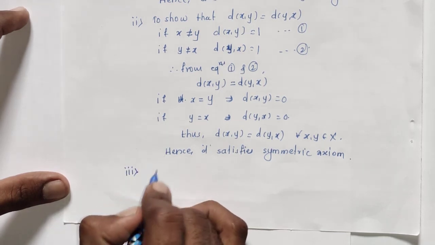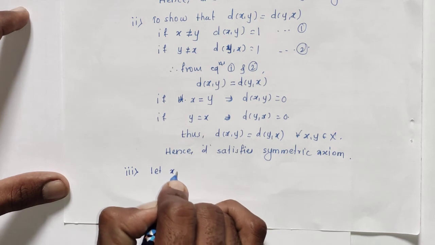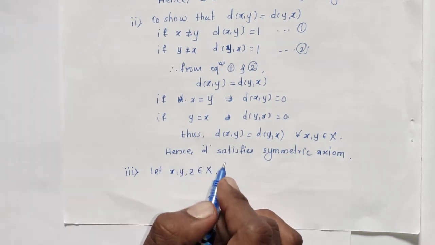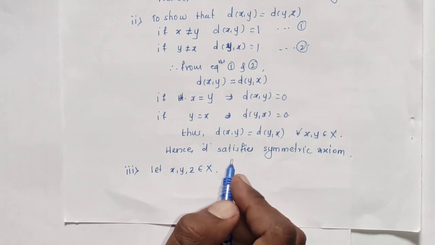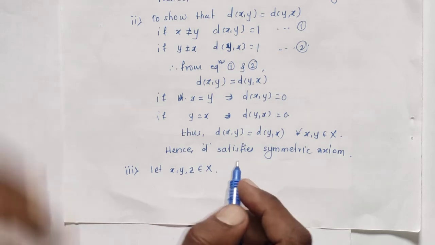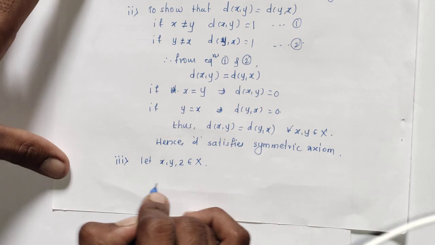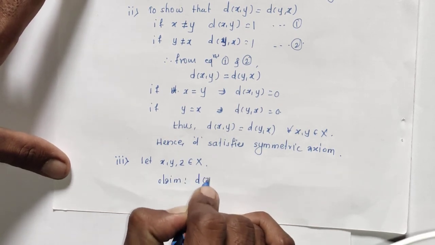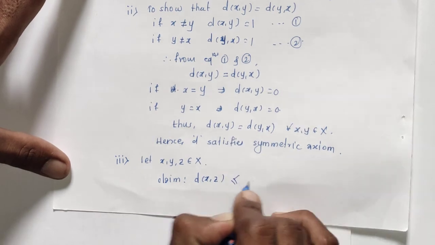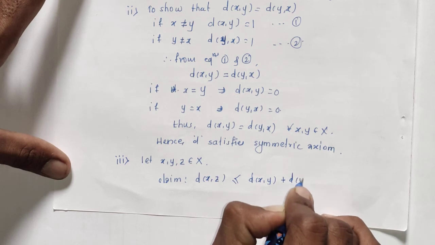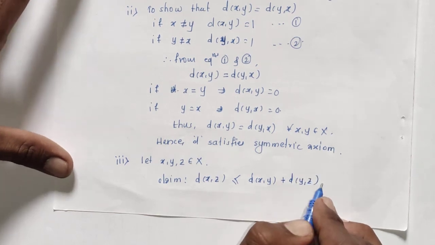So to prove triangle inequality, let x, y, z be elements of X, and our claim is distance of xz is less than or equal to distance of xy plus distance of yz. So now our claim is distance of xz is less than or equals to distance of xy plus distance of yz.